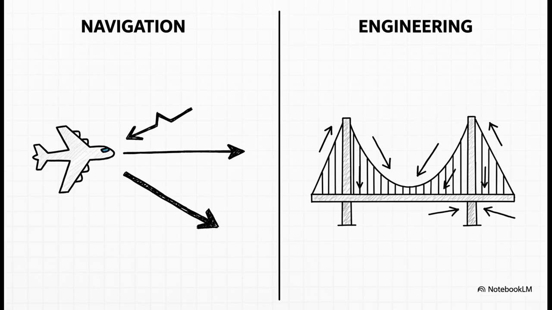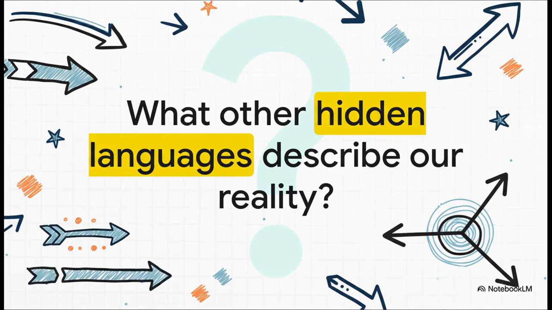And of course, out in the real world, it's absolutely essential. Pilots use vectors to plot their course while fighting crosswinds. Engineers use them to figure out all the complex forces acting on a bridge, breaking down wind, weight, and tension into vectors just to make sure the whole thing doesn't fall down. It is the language of movement and force. So, you see, vectors aren't just arrows on a chalkboard. They are a fundamental language we invented to describe a reality that has both size and direction.